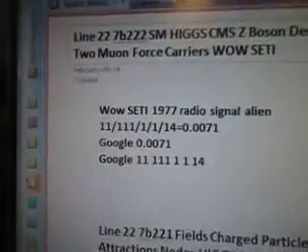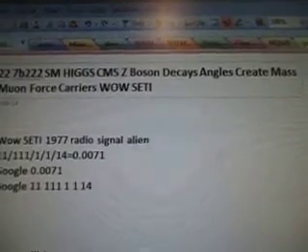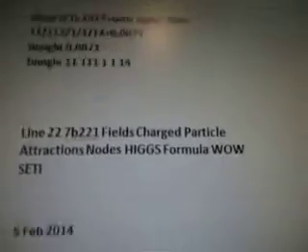Line 22, 7B222, SM Higgs, CMS, Z boson decays, angles create mass, two muon force carriers, Wow Seti. There's the alien radio signal.